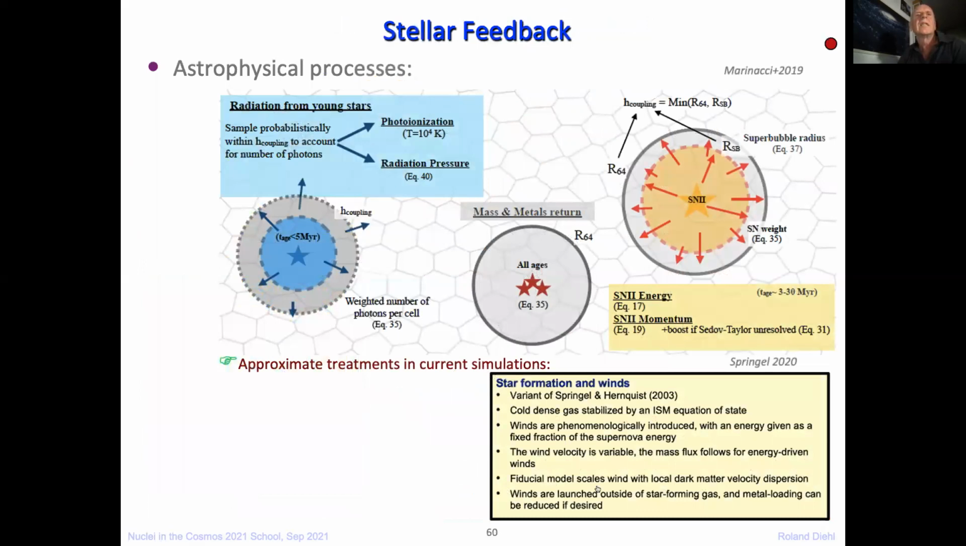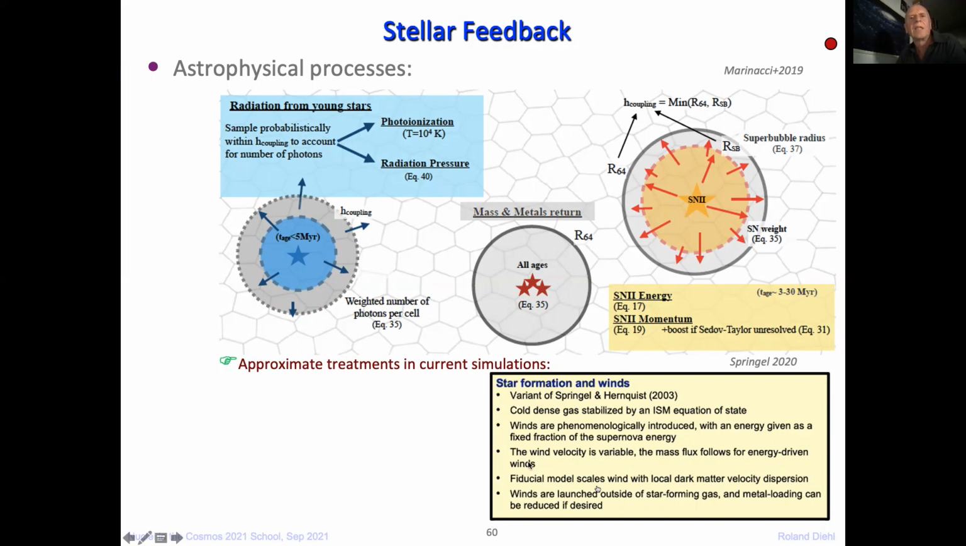This is called stellar feedback, and that has been summarized in a recent paper in this sketch here, showing the radiation, then the mass and metal return, and finally the energy from the winds and from the explosions. And all of this affects the neighboring interstellar medium, and we are far from being able to generate a model for that in great detail.